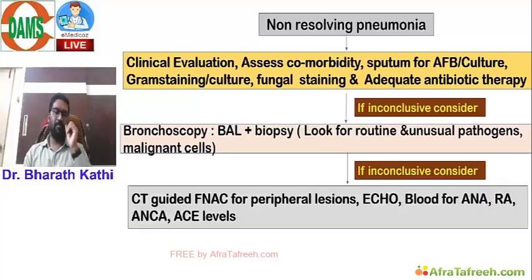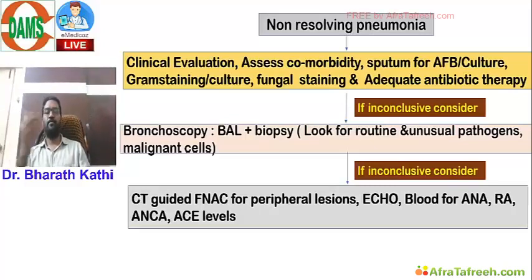So then what should you do? You can go for CT guided FNAC for peripheral lesions. Sometimes if the lesion is very peripheral, you may not get yield through bronchoscopy. So better you go for a CT guided FNAC again to rule out malignancy. And you can go for an echo to see whether there is any heart disease. And to rule out connective tissue disorders, you may need a CTD profile: anti-nuclear antibody, RA factor, ANCA, and if you are suspecting sarcoidosis, you can go for serum ACE levels.